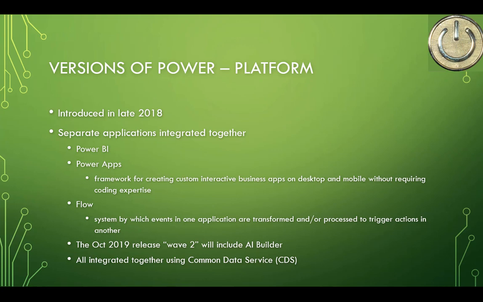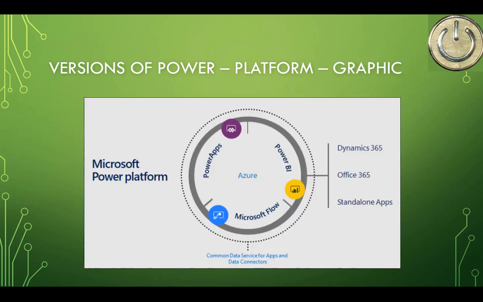In October of 2019, Microsoft is scheduled to release Wave 2 of Power Platform, which will include an artificial intelligence builder as well. All of these applications are linked together on the Power Platform through what is known as Common Data Services, or CDS. That's simply the language you use to tap into each of the technologies. I think this is an excellent visual of what the Power Platform is. It's centered around the Azure Cloud Platform, and you have your 3 applications, Power Apps, Power BI, and Microsoft Flow, all centered around Azure that are running your application. And from there, it lays on top of the other Microsoft technologies, Microsoft Office or Dynamics or whatever else. You can tap into all of that stuff.